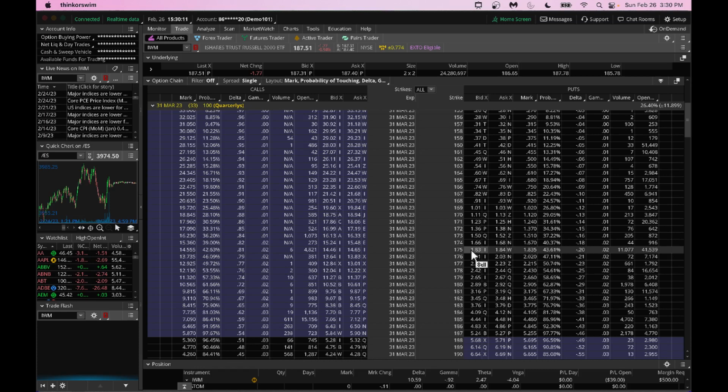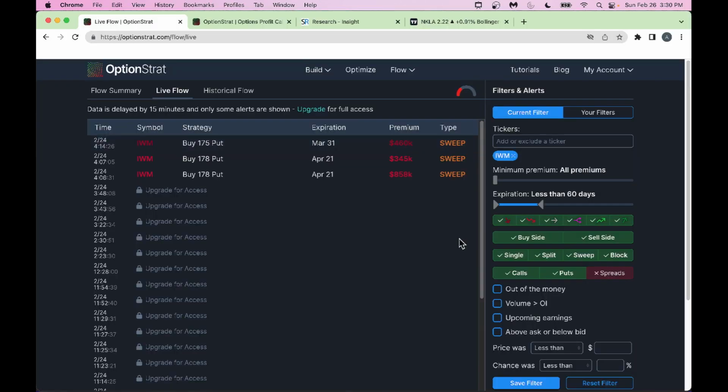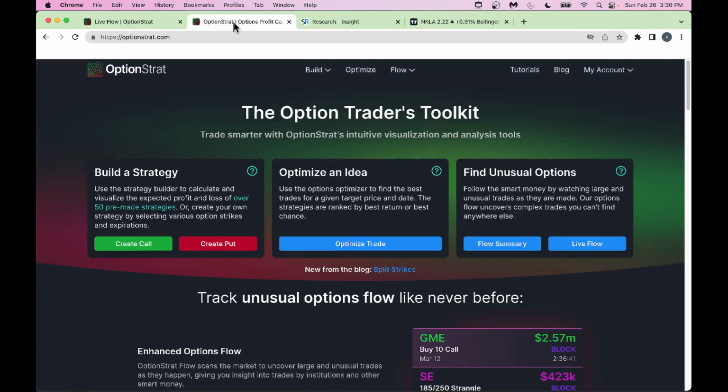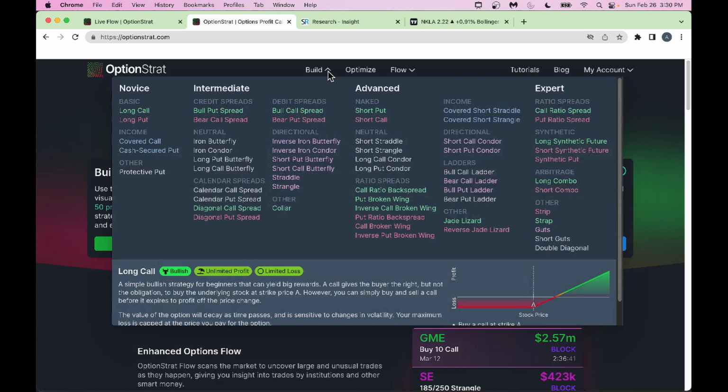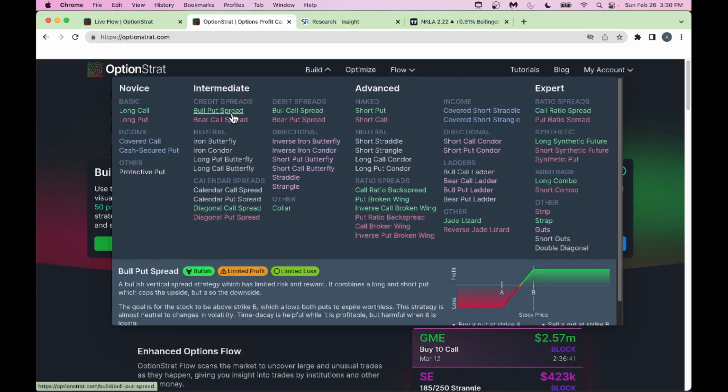But typically what I do is really, because I know IWM very well, I've been trading it for a long time, I basically take the other side of the trade here and sell a put spread way underneath. So I will take you to this page here. What I do in the scenario, I love IWM. I go into a bull put spread. It's a great strategy.